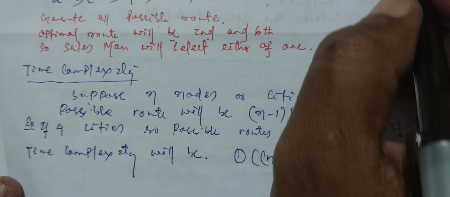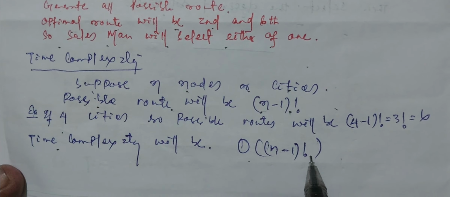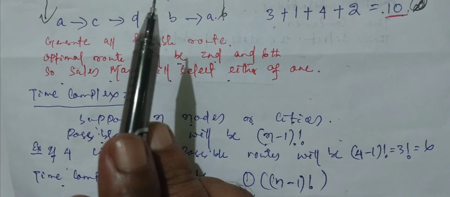Suppose n nodes are there in a graph, then the possible routes will be n minus 1 factorial. This is the permutation of n minus 1. So the time complexity will be big O of n minus 1 factorial. That is the time complexity of the traveling salesman problem by exhaustive search.